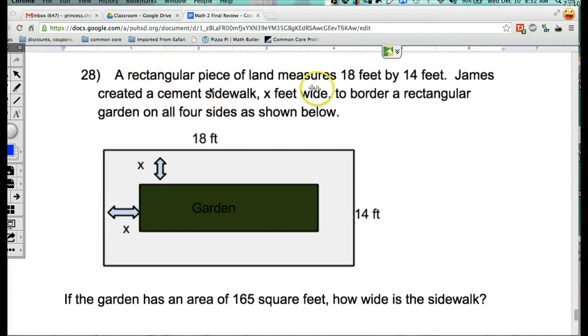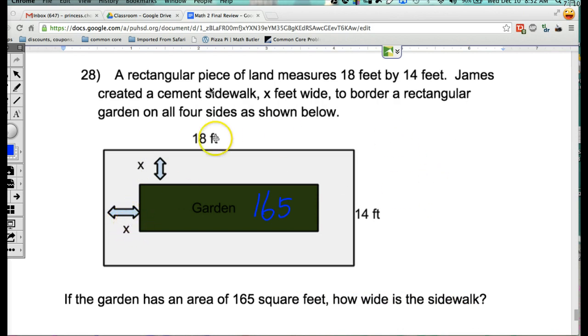So we have a rectangular piece of land and it measures 18 by 14 and then there's a garden inside, okay? So James has created a cement sidewalk. So this is a sidewalk so we can walk around it and we can see all the beautiful flowers inside the garden, okay? If the garden has an area of 165 square feet, so the area of this garden here is 165 square feet. How wide is the sidewalk? Well, the width of the sidewalks is x feet, okay?